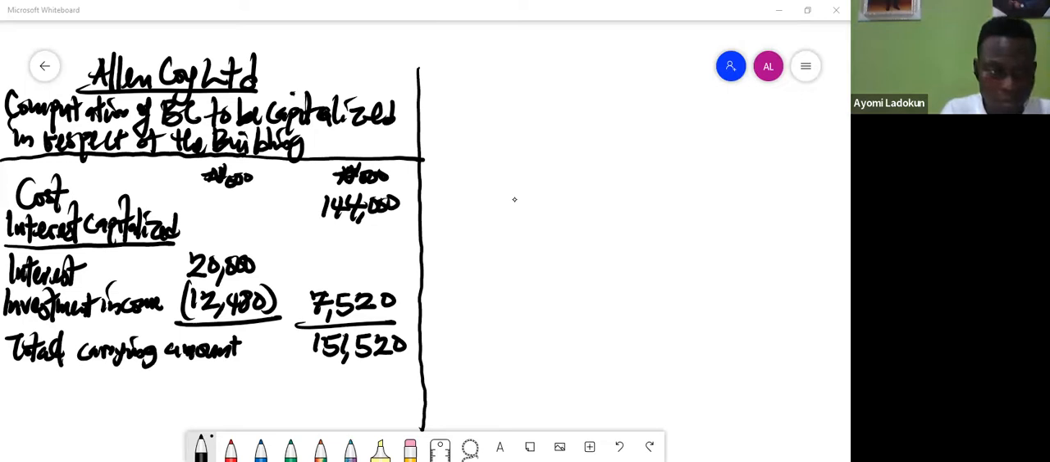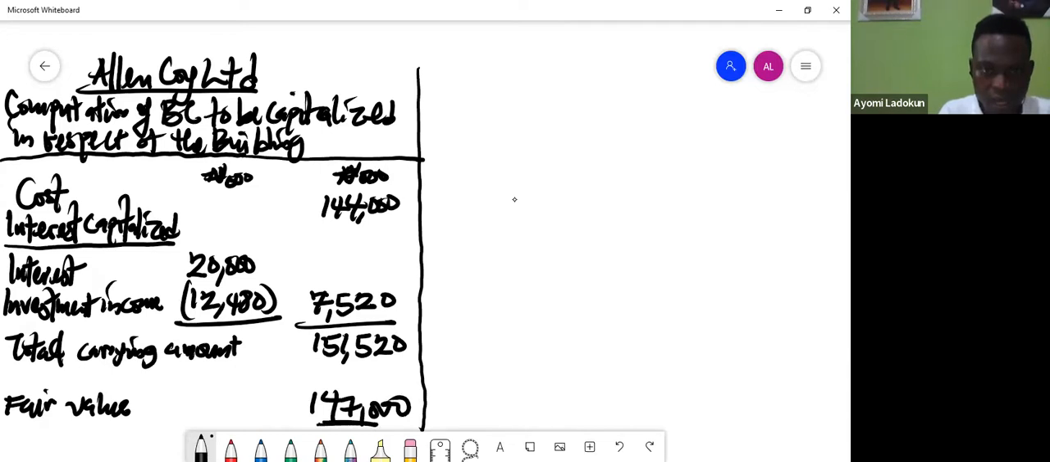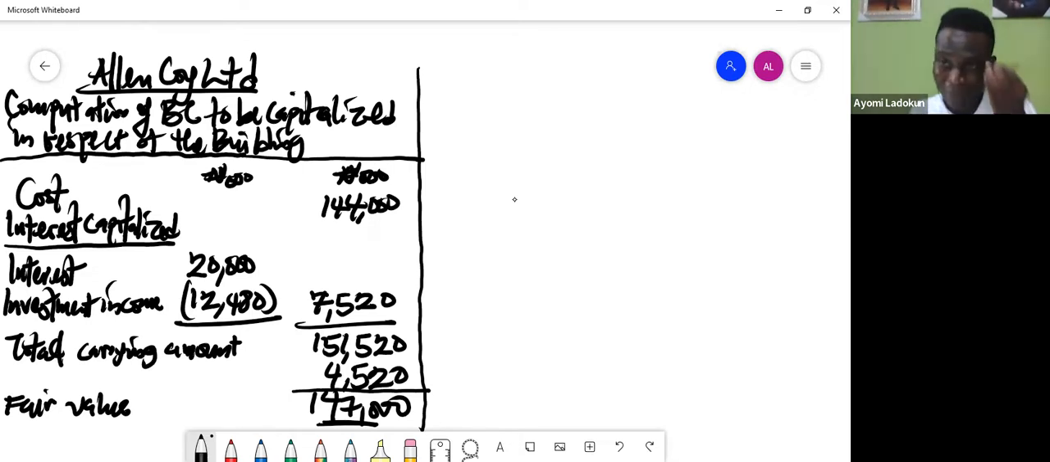So that's our total carrying amount. But it told us that the fair value at the end of the year is 147. So if my fair value is 147 and my book value is 151, what's the difference? That should be 151,520 minus 147,000, which gives 4,520. So if my book value, my current amount, is 151, but the economic reality is actually 147.